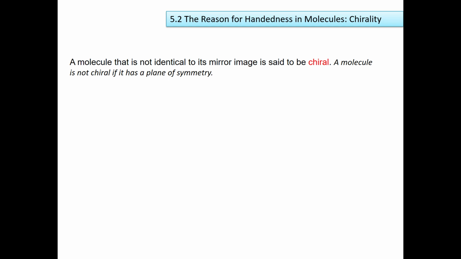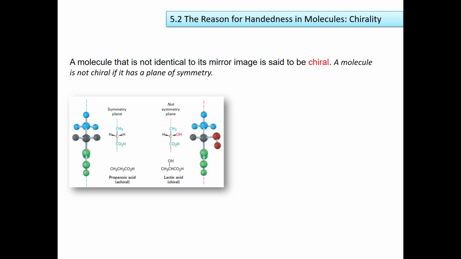A molecule that is not identical to its mirror image is said to be chiral. A molecule is not chiral if it has planes of symmetry. This is an easy way to see if one molecule is chiral or not. If we have a symmetry plane in the molecule, for example here, we can divide this molecule in 2 and this side is the same. This is not chiral. However, here, if we do the same, we are transforming a hydrogen into OH. That means that's not possible, that is chiral.